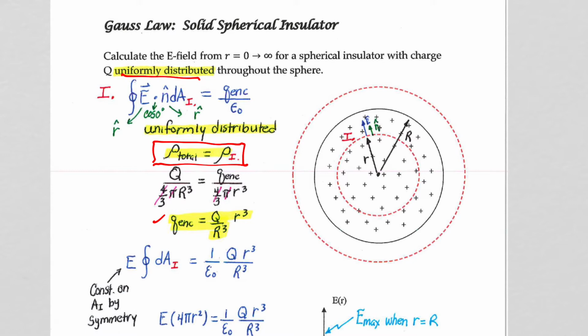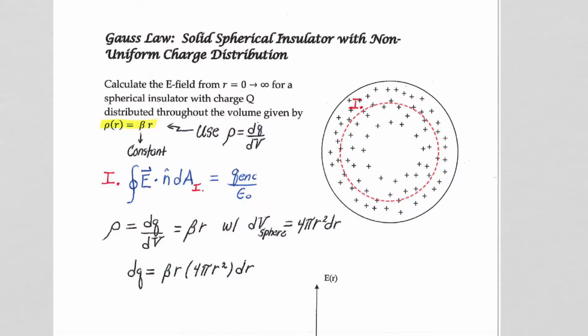What if it is a non-uniform density? Well, if it's a non-uniform density, we can't say density equals density, because the density of the entire sphere will not equal the density of our enclosed sphere. So we are again looking to calculate the electric field from r equals 0 to infinity. We are first going to break this up into 0 to capital R.